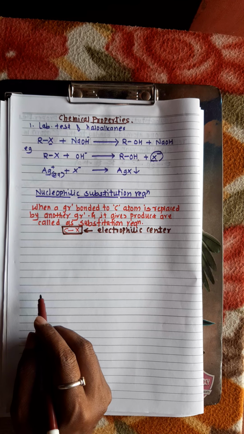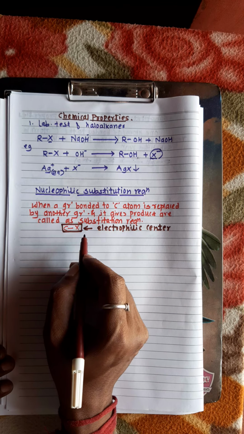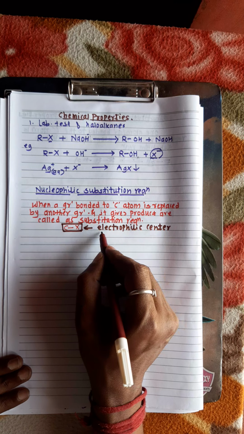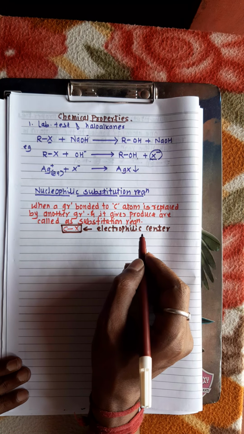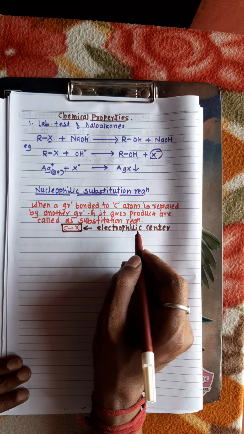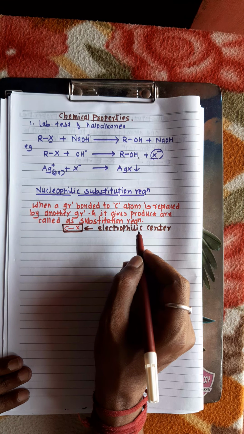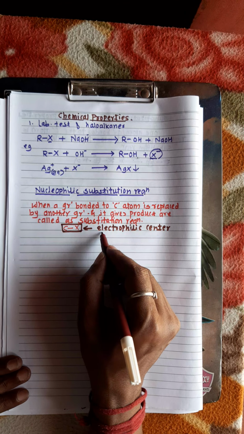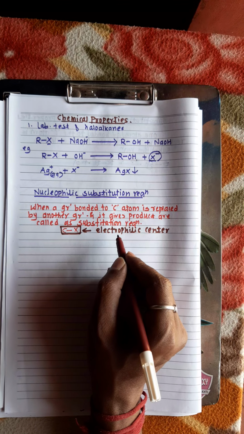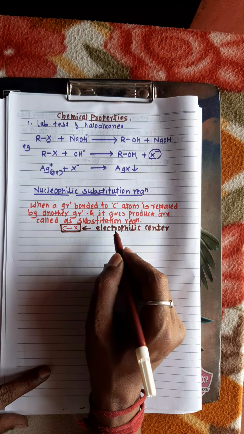We have studied the nucleophilic substitution reaction. Here we know what is a nucleophile and what is an electrophile. A nucleophile is an electron rich species, while an electrophile is an electron deficient species. Okay, now what is a nucleophilic substitution reaction?